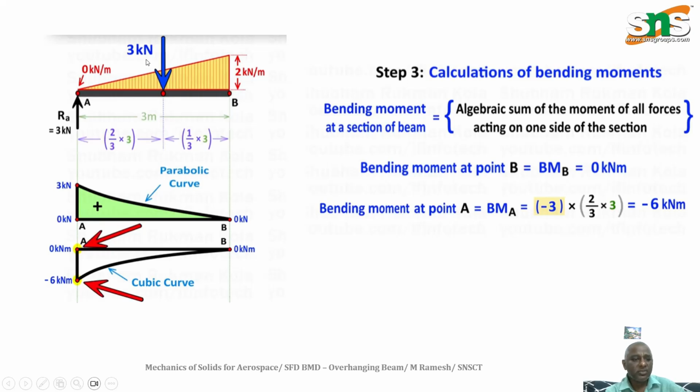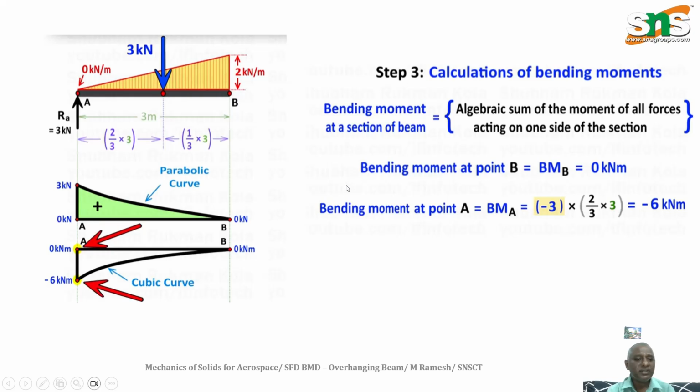Okay, so what to do here? The bending moment at A, we can find: the total load is 3 kilonewton. Because we don't have this RB and all, we simply have only one load. So this load into the perpendicular distance. So 3 into this is 2 meter. And what is the sign convention for calculation of bending moment? A downward force always creates a negative bending moment. So 3 into 2, this is 6 kilonewton meter. Hence, as it is a downward force, it will create a negative bending moment.